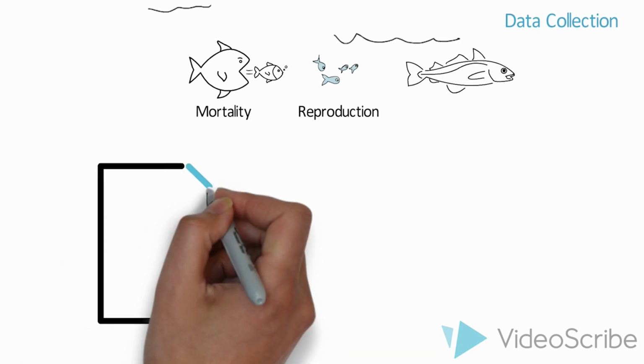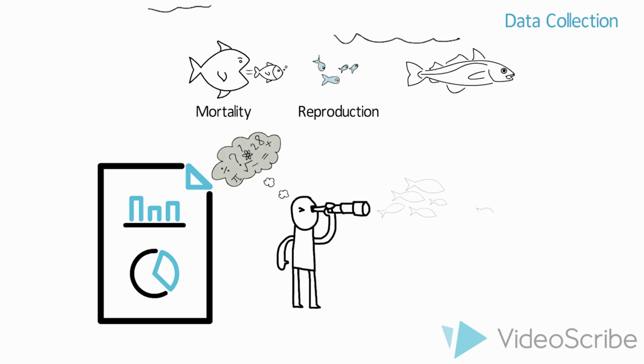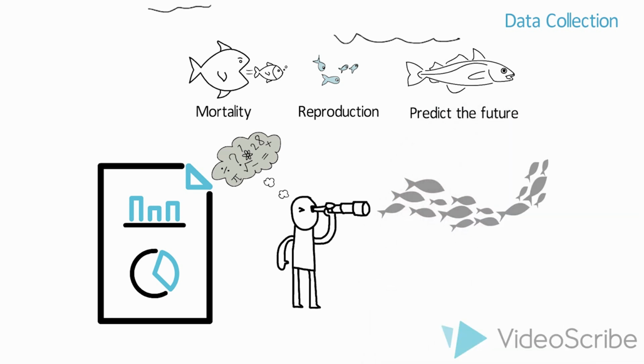Then, analysing this data, scientists build a picture of the stock using a mathematical model. This can predict the future of the stock under varying conditions and harvest rates.